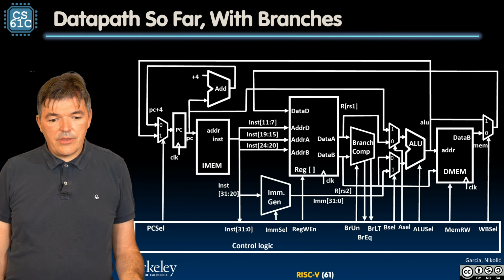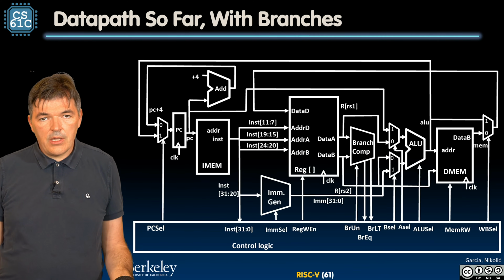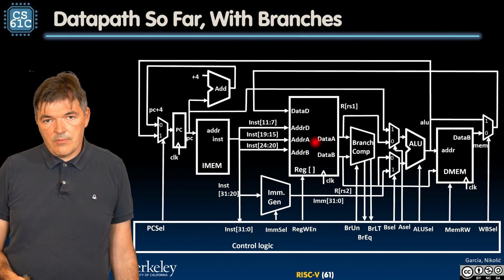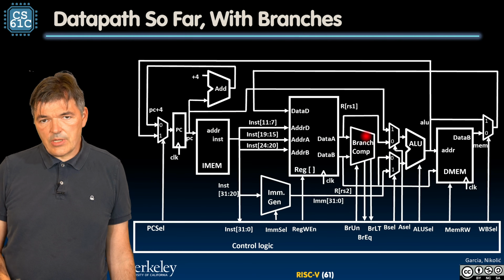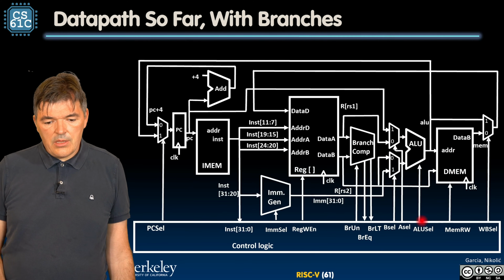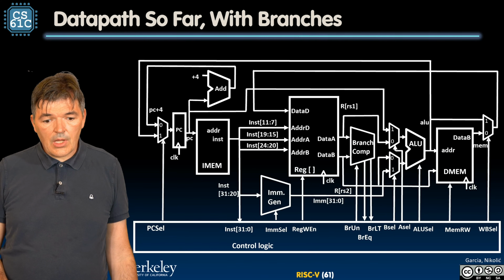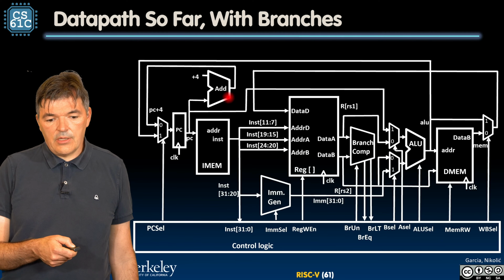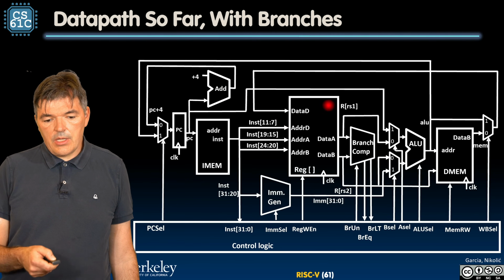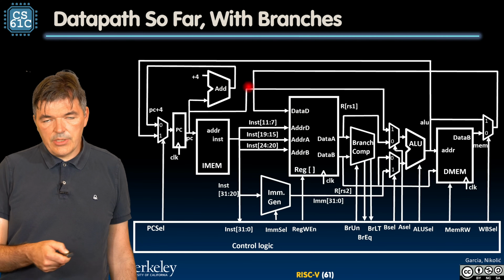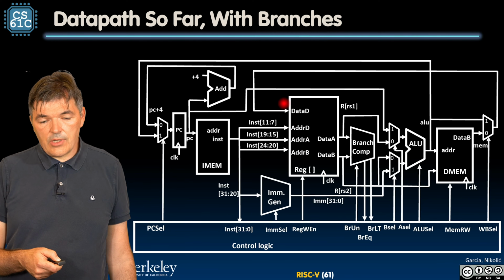So here is the datapath that we have built so far. It has the instruction, the program counter, the instruction memory, the register file, a branch comparator that we don't need this time, the ALU, the data memory, which we don't need either, and the control. We need to do two things. First, we need to figure out how to write the value of PC plus 4 into the destination register in the register file. And there is no such path.